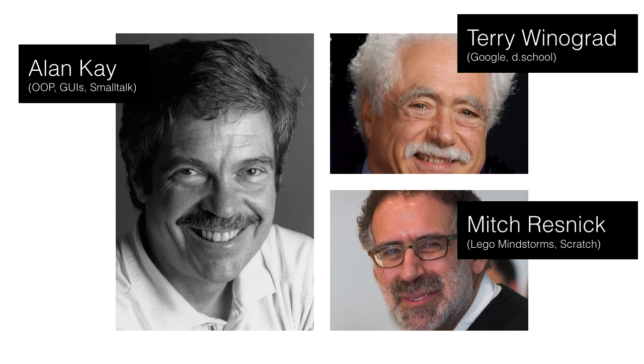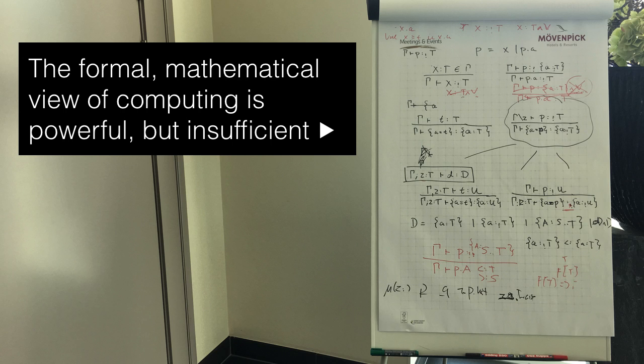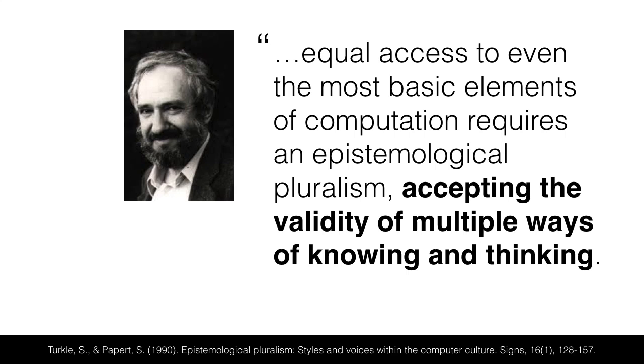Papert actually wrote about these in the early 90s in his discussion of epistemological pluralism with Sherry Turkle. And his claim was essentially as follows. It was, the formal mathematical view of computing is powerful, but it's really not sufficient. It's not sufficient in particular for this goal. Papert said, equal access to even the most basic elements of computation requires an epistemological pluralism, accepting the validity of multiple ways of knowing and thinking.